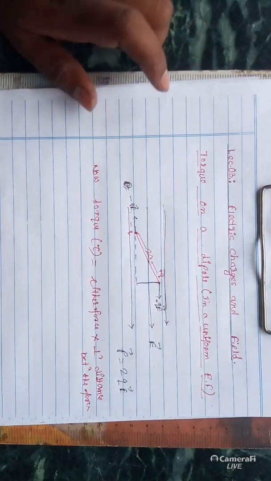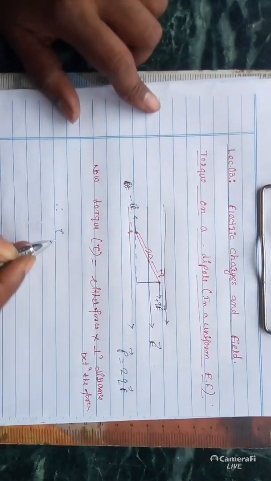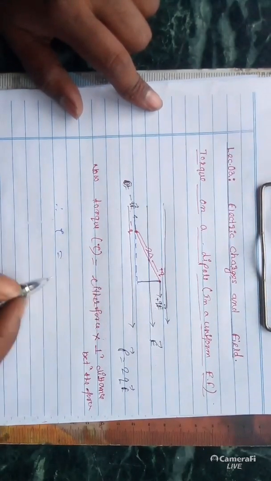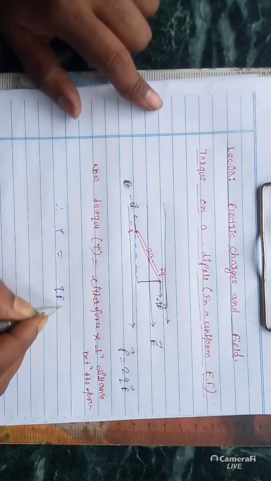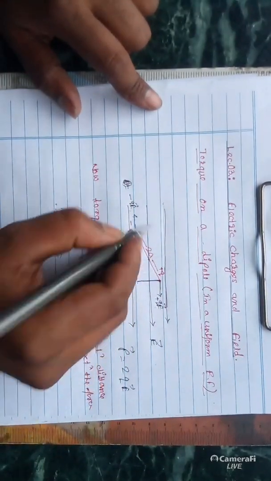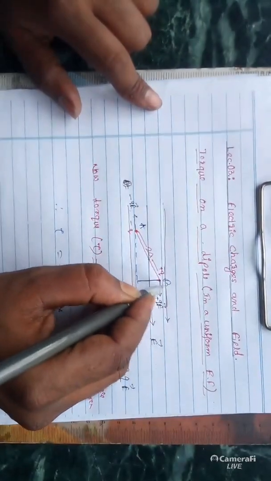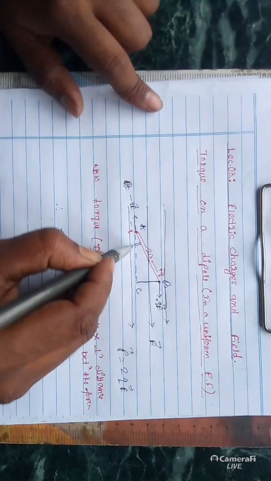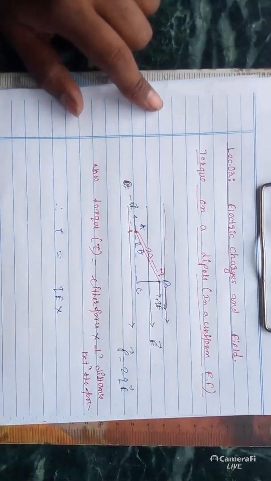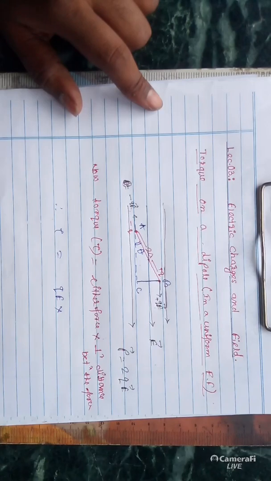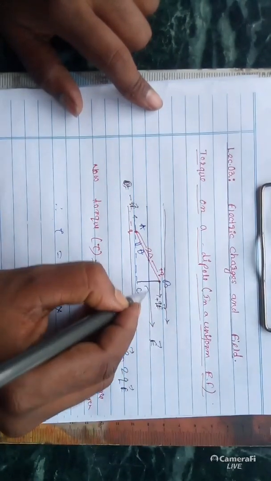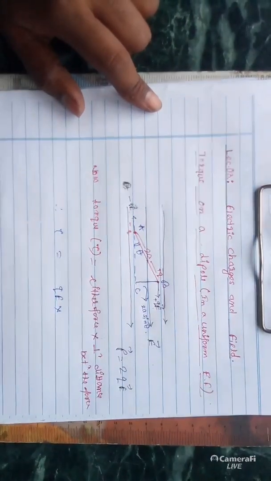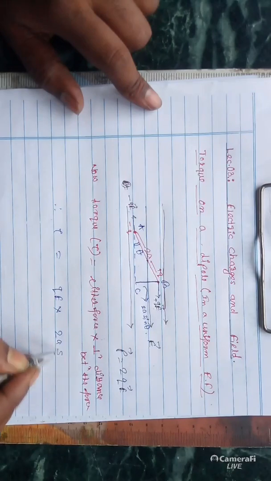Clear? So either force. Therefore torque tau is a vector quantity; we will calculate in the form of vector. Either force is QE into the perpendicular distance, meaning from this to this. If you take this point as A, this point B, and this point C, that is BC. What is the value of BC? If this angle is theta, that means the dipole is placed at an angle theta. If you take sin theta, then it will become 2a sin theta. So QE into 2a sin theta.